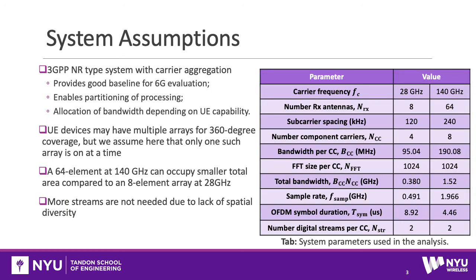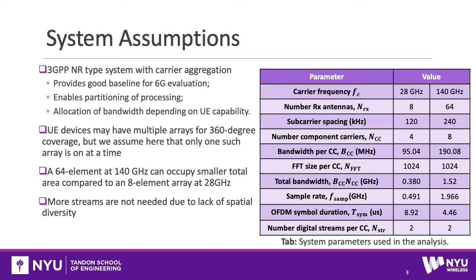Now let's look at the system design. We start from a 3GPP NR system with component carrier aggregation, because the flexibility the standard provides is a very good baseline for a 6G evaluation, enables us to partition the processing for each one of the component carriers independently, and allows us to allocate the bandwidth depending on the capabilities of the UE.